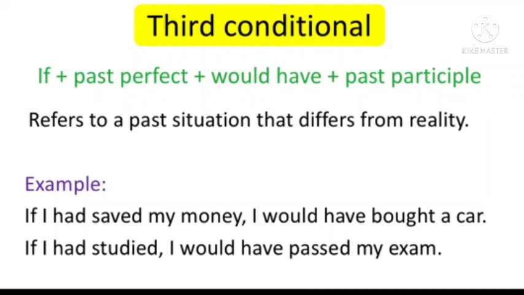Okay, so the third conditional refers to a past situation that differs from reality. For example, if I had saved money, I would have bought a car. This is the example. So in the if clause comes had plus past participle, saved is the past participle, and here, I would have bought a car. Would have bought, bought is the past participle here. So this is the rule to frame third conditional.